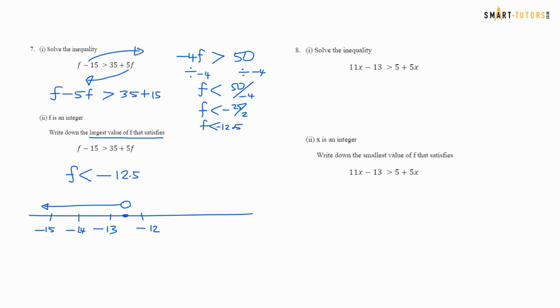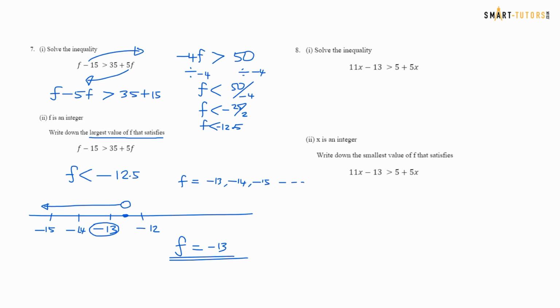This is the shaded region, but they are asking the largest value. So f can be minus 13, minus 14, minus 15, and so on. Among these numbers, which is the largest number? The largest number is always on the right hand side, which is minus 13. So the answer is f equals minus 13.